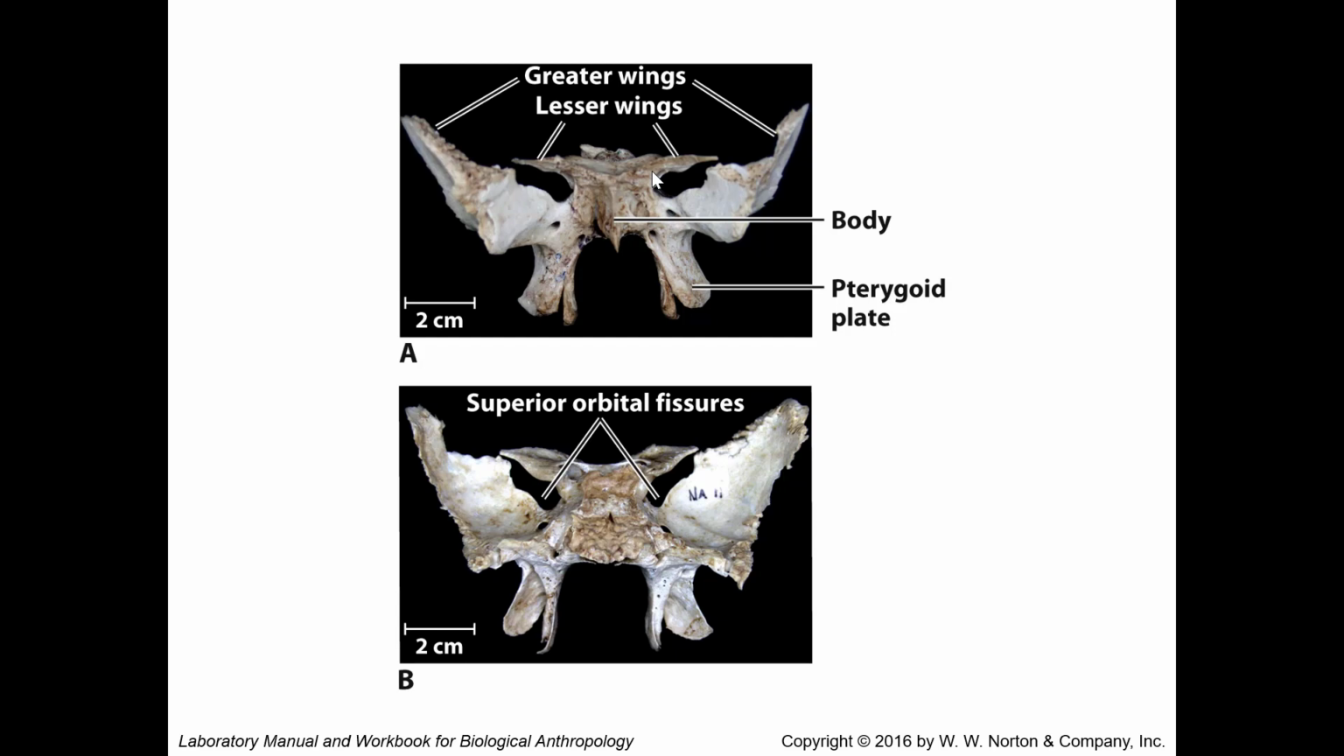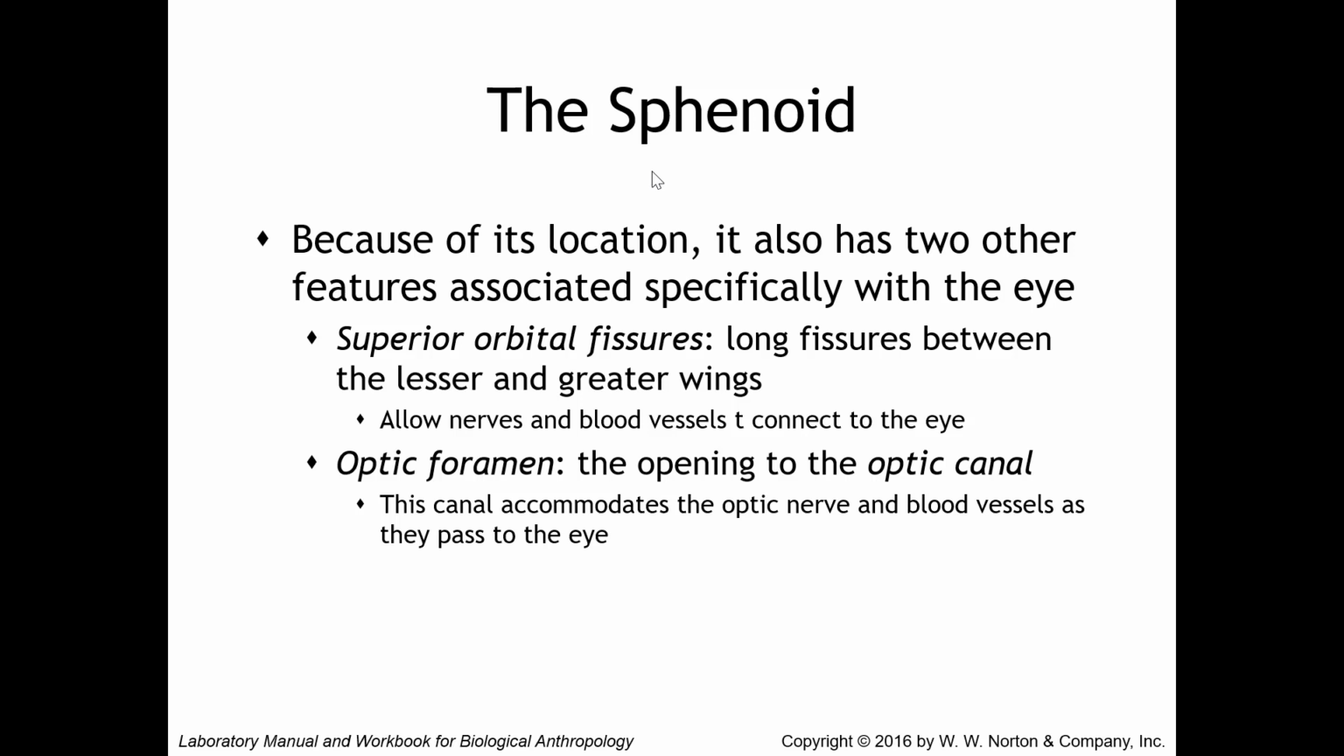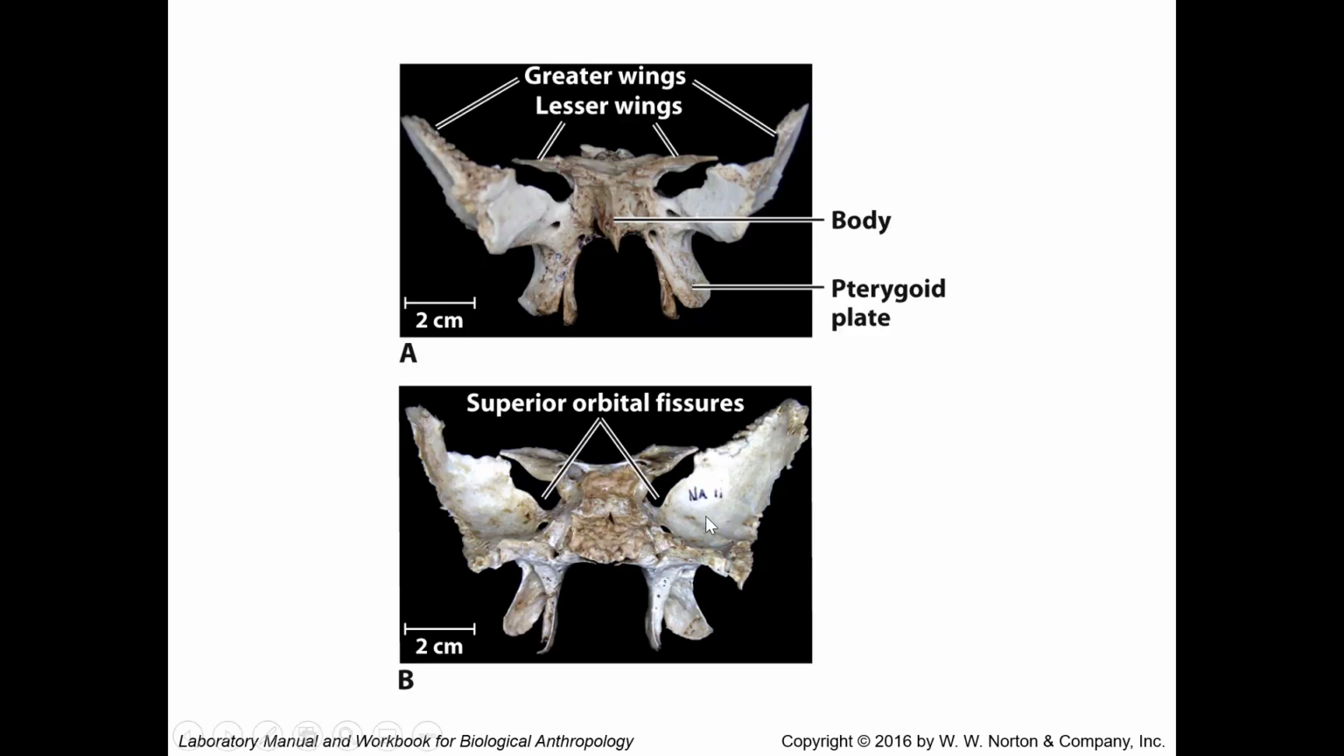So continuing with the sphenoid, because of its location, it also has 2 other features associated superficially with the eye. You've got the superior orbital fissures, and you've got the optic foramen. If we go back to the picture, you can see the superior orbital fissures right here. These are long fissures between the lesser and the greater wings, and they allow for nerves and blood vessels to connect to the eye. The optic foramen is the opening to the optic canal, and this canal accommodates the optic nerve and blood vessels as they pass to the eye. So these are important for vision.